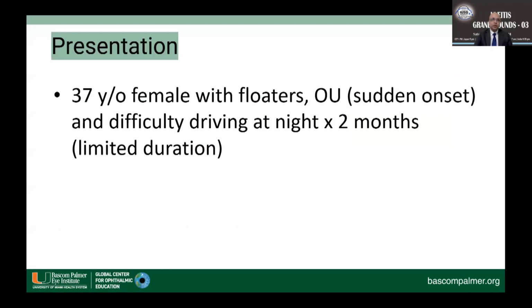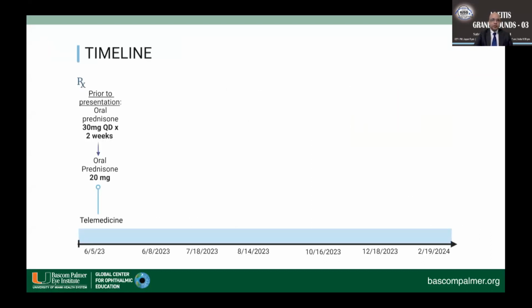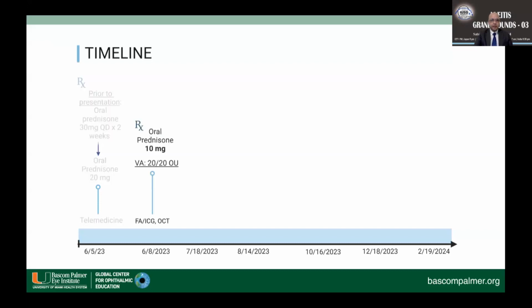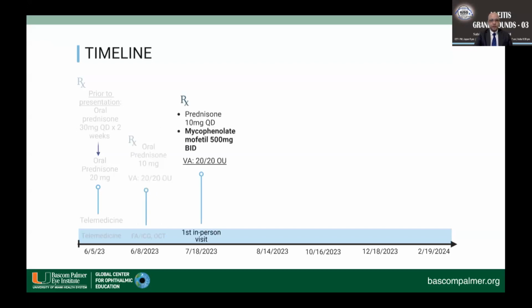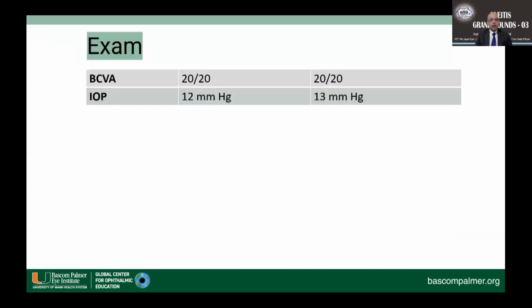So we have a 37-year-old female patient who presented with floaters in both eyes and difficulty driving at night for the past 2 months. She was a referred patient, and at the time of presentation, she was already on 30 milligram of oral prednisone, which was tapered down to 20 milligram. She briefly came in for an imaging test, and this was her first in-person visit.